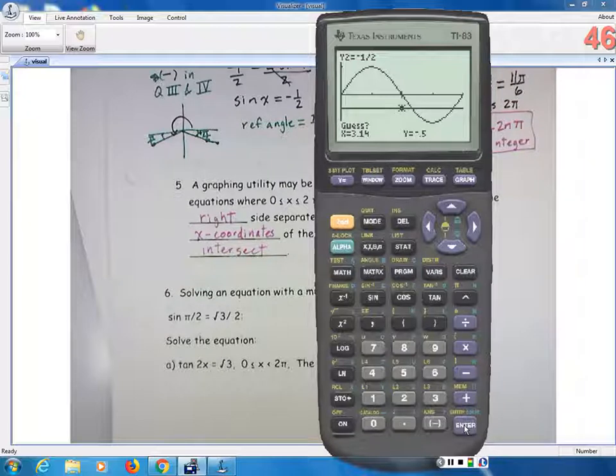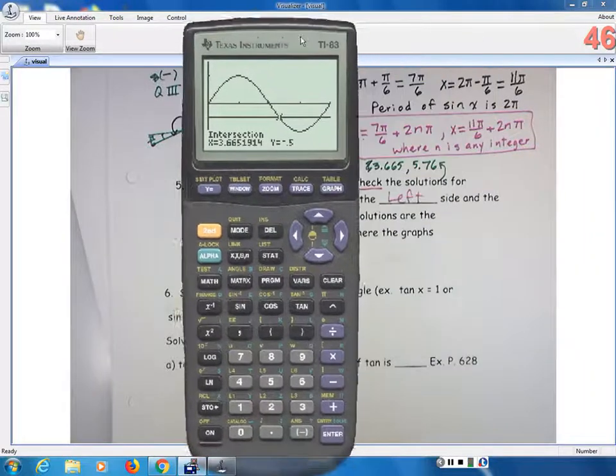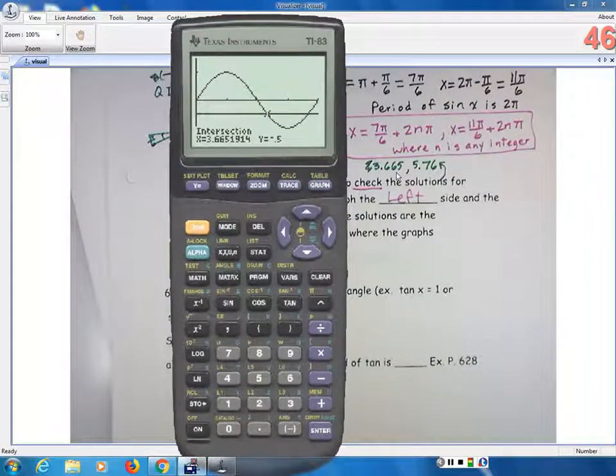Let's just guess that it's 3.2. And that's our answer. Is that what we got? Our answer is 3.665. Okay? And then you'd have to do intersect again, and you're going to guess the next one to be around 6 or something. And you're going to have to move your cursor when you do second intersect.